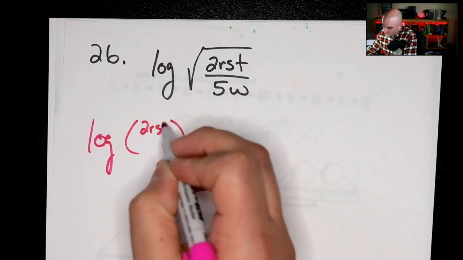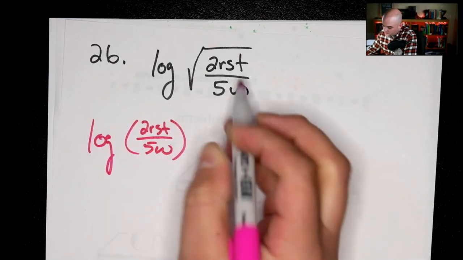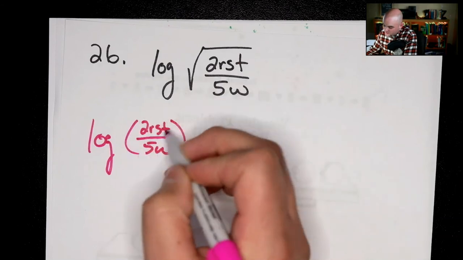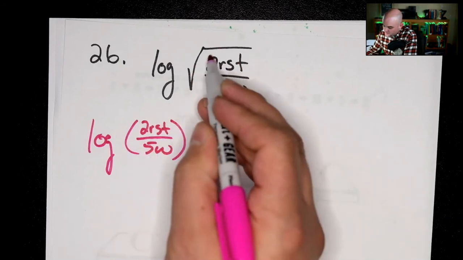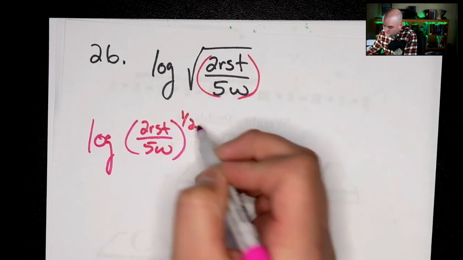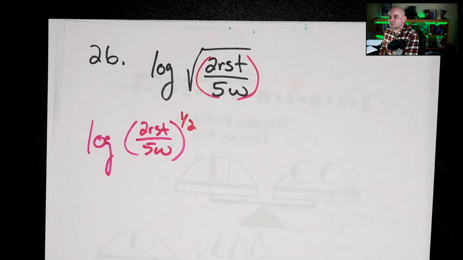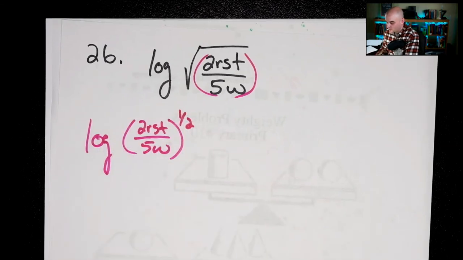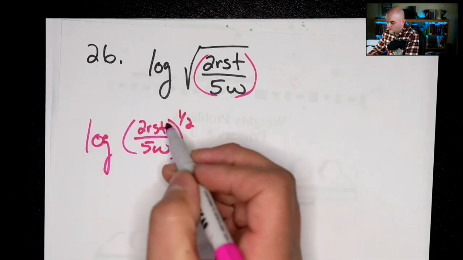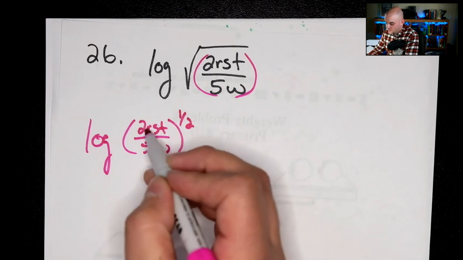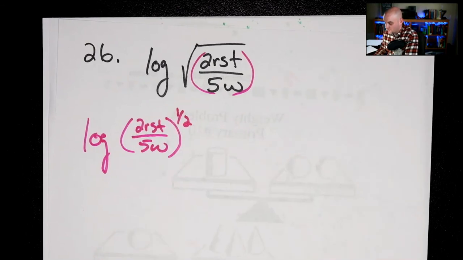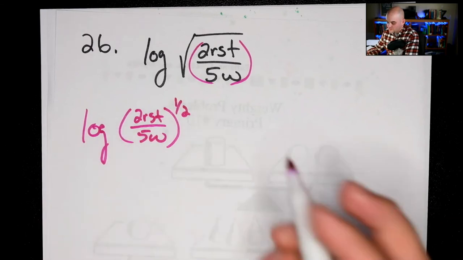We've got 2rst over 5w. Square rooting all this is the same thing as raising it to the 1/2, so that's what I'm going to do right there. There are a couple of ways we can look at this. We can move the 1/2 out front, or we can say it's the numerator raised to the 1/2 and the denominator raised to the 1/2. I'm going to move it out front already.